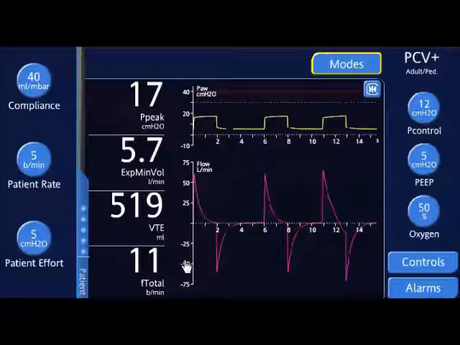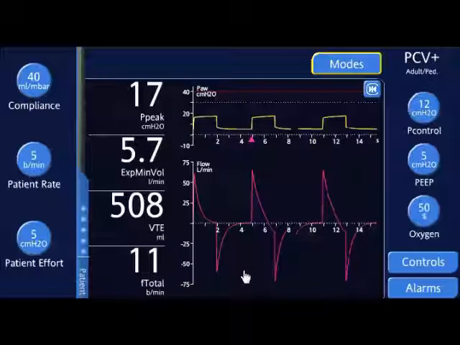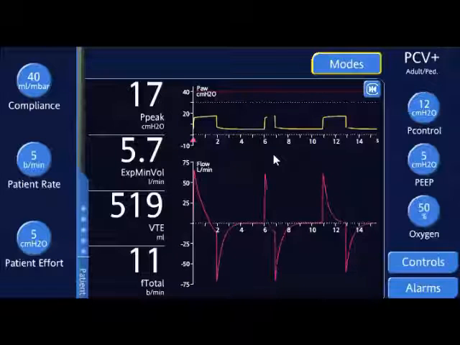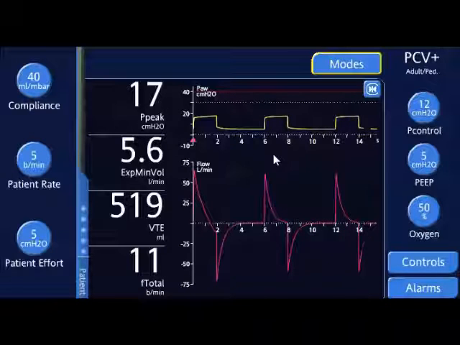What I want to focus on is what happens during the transient events, what happens when the patient's drive or effort increases or decreases. So we're going to look at a couple things. One is this purple flow waveform. This is to highlight that my flow is going to be variable in pressure controlled ventilation, so it's going to meet my patient's inspiratory demands when they increase or decrease. Another thing we want to focus on is my tidal volume and what's going to happen with it when my patient demand goes up or decreases.